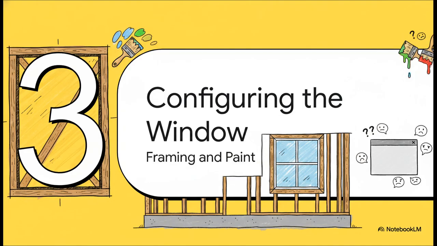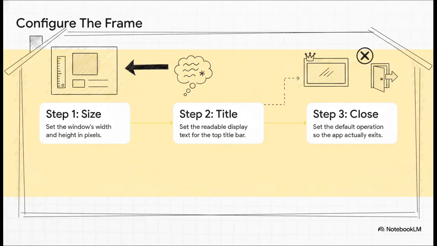Moving right along to Section 3, configuring your empty window, framing and paint. Now, a raw foundation simply isn't enough to live in. It's literally just flat concrete in the ground. Before anyone can actually use our digital house, we need to frame the walls, maybe add some paint, and essentially configure its exact dimensions and identity.